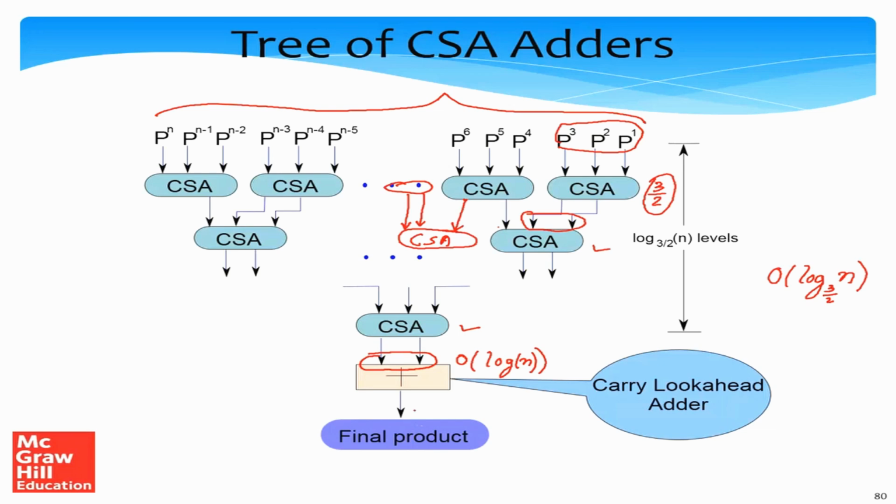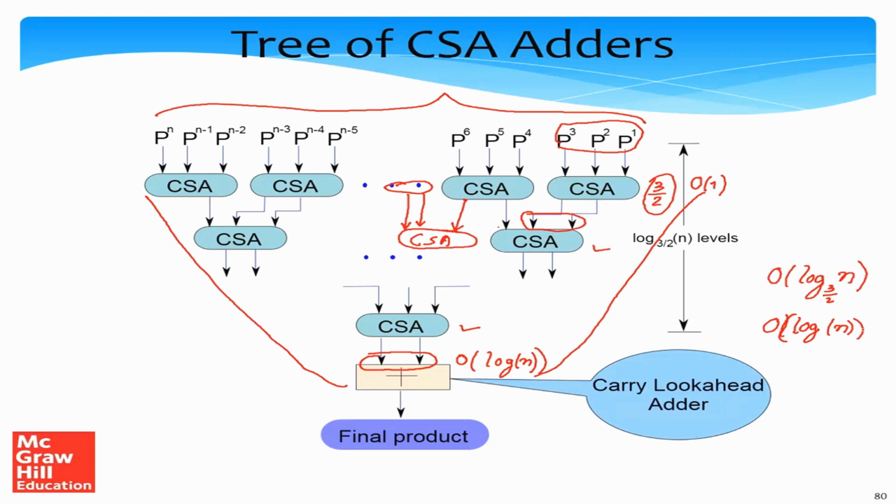So let's now compute the total time of this tree of CSA adders, which is also called a Wallace tree multiplier. Since we have this tree over here, the tree has log of n to the base 3 by 2 levels, and each level takes order 1 time because one CSA adder runs in order 1 time. So the total time that is required is order of log of n to the base 3 by 2, which is the same as order of log of n, and the reason being that the base of log does not matter because log to any base and log to any other base are related via a constant factor, so those constants can be ignored.